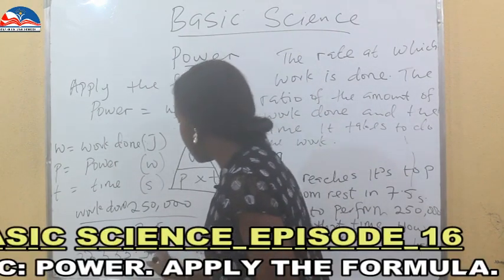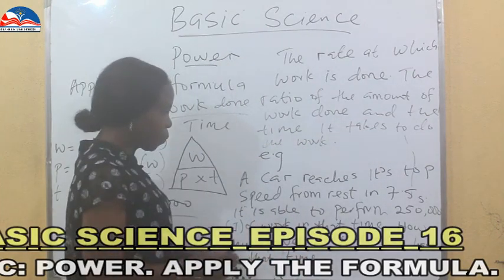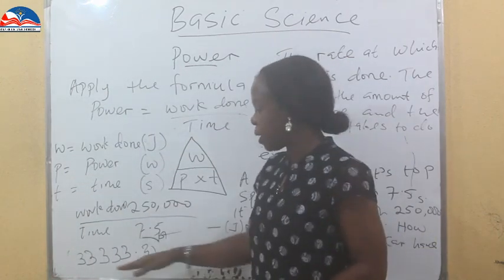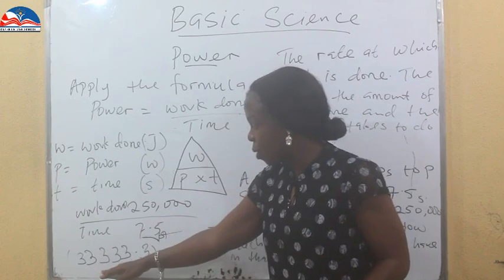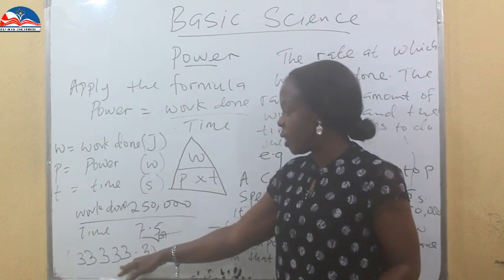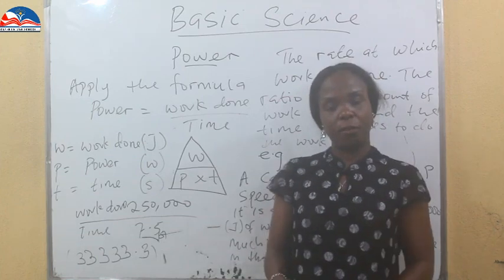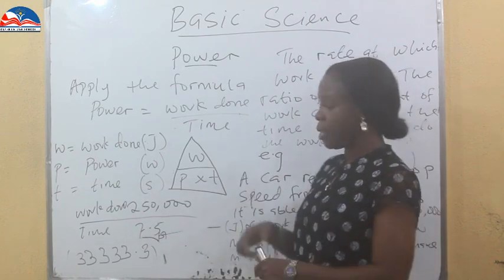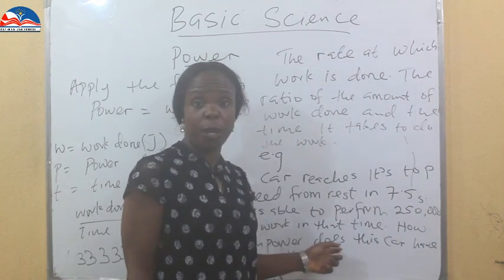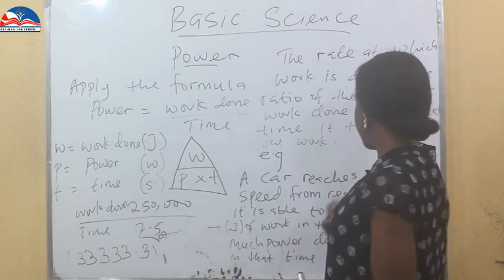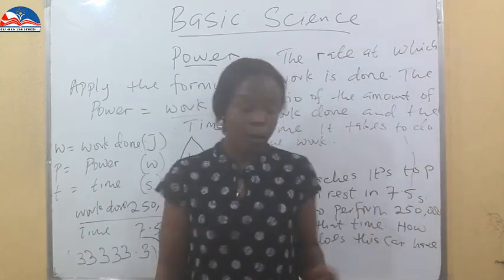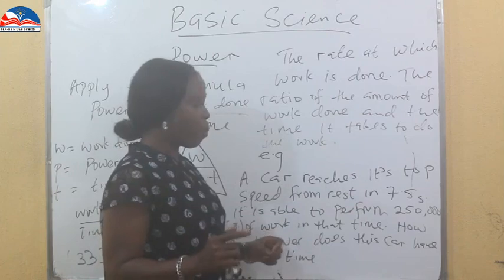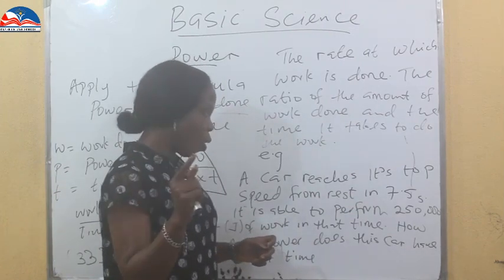This is the answer to this question, which is how much power does this car have in that time? The amount of power it has at this time is 33,333.3 watts. That is what we have. So we see we have input this question into our formula. So the question says a car reached its top speed from rest in 7.5 seconds. It is able to perform 250 work, which is measured in joules.